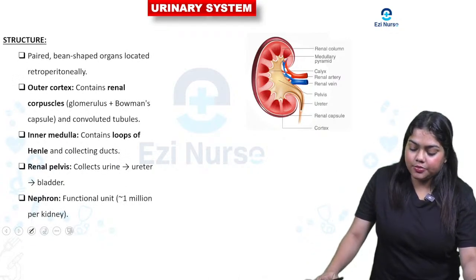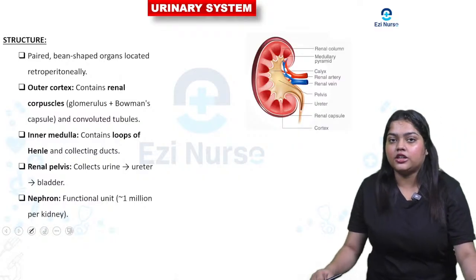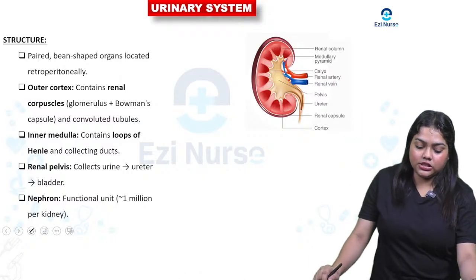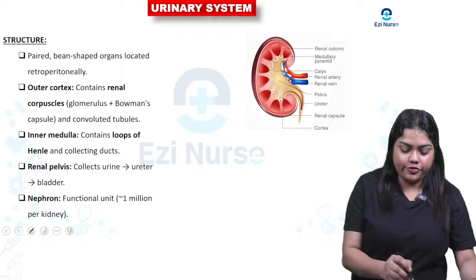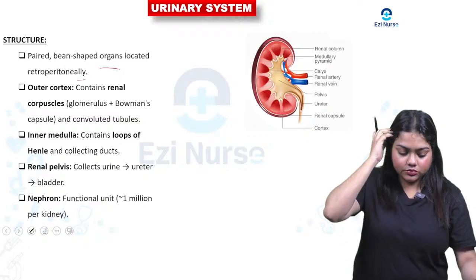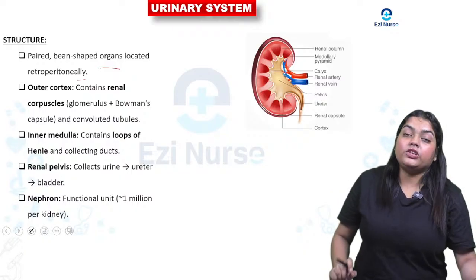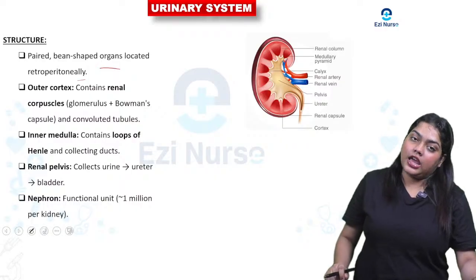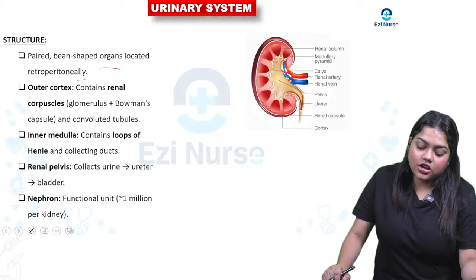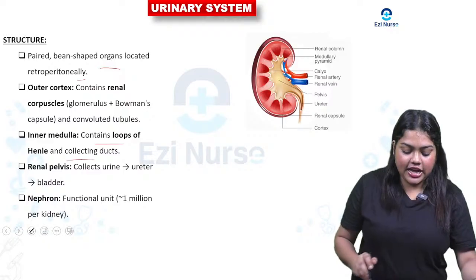Now, the main part of the urinary system is the kidney, although we also have the ureters and urethral canal. The kidneys are bean shaped organs located retroperitoneally. The outer cortex contains the renal corpuscle, which includes the glomerulus and Bowman's capsule, which do the filtration of our body fluid, and the convoluted tubules. The inner medulla contains the loop of Henle and collecting ducts.